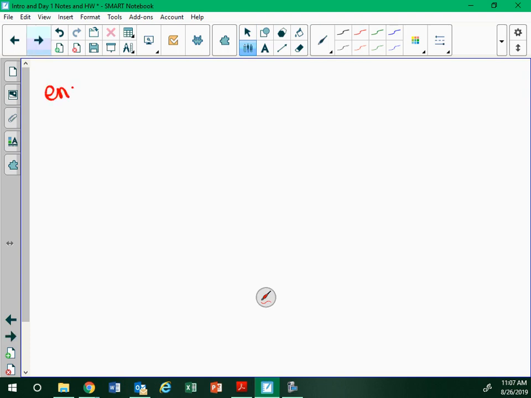So we have an endpoint at -6, -1. And we have the midpoint at -3, 1. So in this situation, instead of giving us the two endpoints and asking for the midpoint, they swapped it out and gave us a midpoint. So we're going to find the other endpoint.